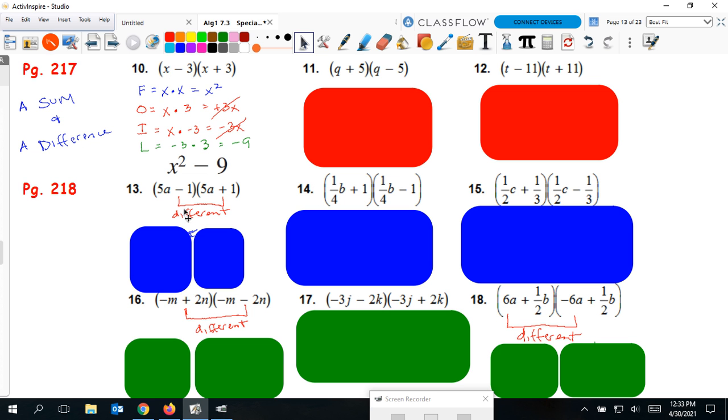I'm going to have you try number 11 and number 12, since we're on this page of 217 before we go over to 218. So go ahead and pause the video, try 11 and 12, and you can just know to multiply first and last, because this is a sum and a difference on both of them. If you just remember to multiply first and last, that will give you your answer. So pause the video, do 11 and 12, and then play it to check your answers for those two.